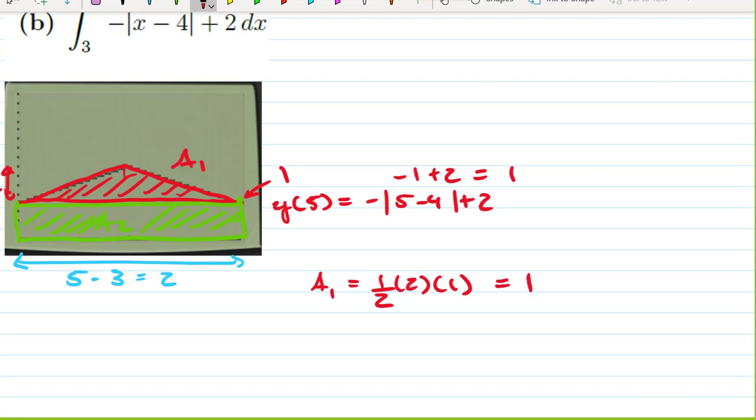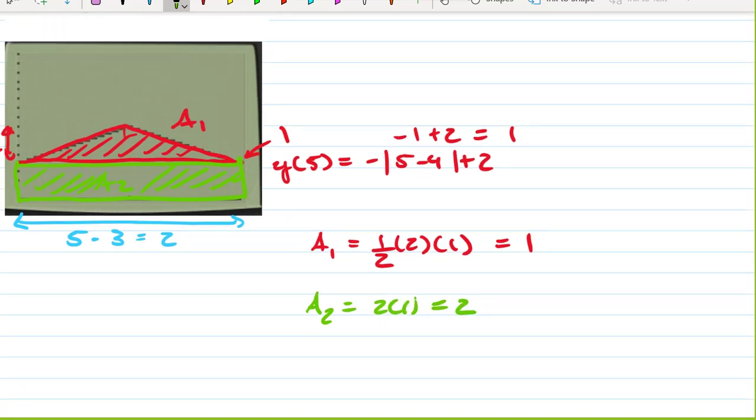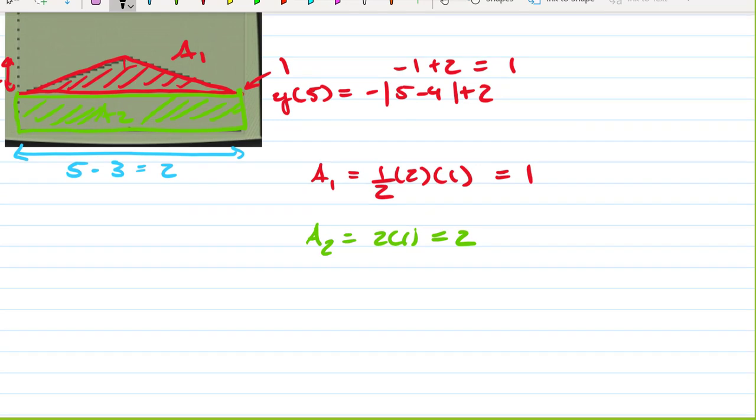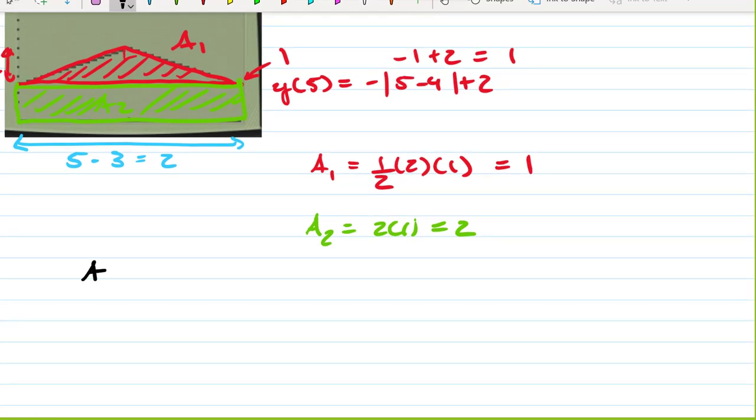The area formula for a triangle is 1/2 base times height. So that triangle is going to have area 1, and then the area formula for the rectangle is the one that we did before, just base times height, so that's going to be 2 times 1, which gives us 2. So the total area, or the value of the integral, A, is A1 plus A2, which is 1 plus 2, which is 3. So the value of that integral is going to be 3.